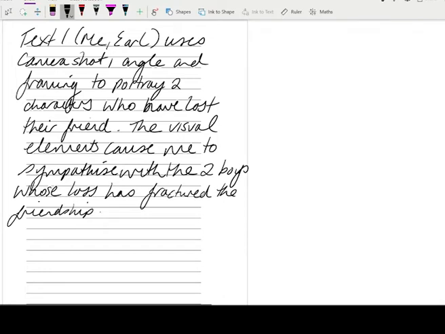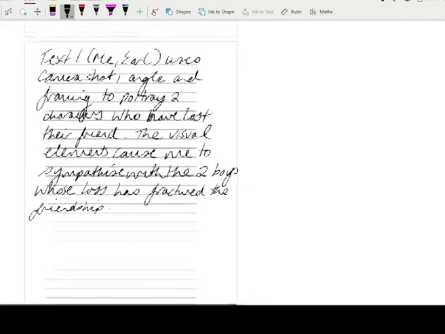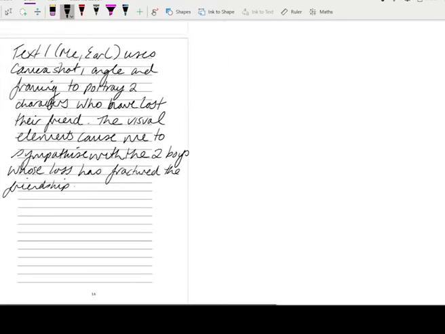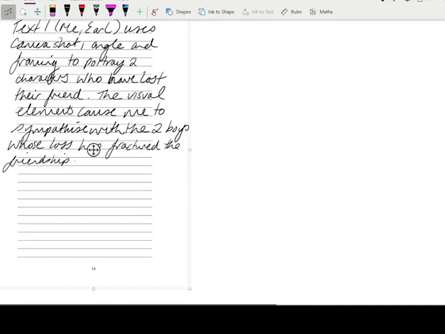Okay, text. So this is my thesis statement. Sorry, it looks really long, but it's only 2 sentences. Text 1, Me, Earl, and the Dying Girl uses camera shot, angle and framing to portray two characters who have lost their friend. The visual elements cause me to sympathise with the two boys whose loss has fractured the friendship. Now, I've just done this on the spot. It's not my best thesis statement ever. I haven't talked about costuming and all the rest of it either, but I've conveyed to the marker what I'm going to talk about, and I've let myself know that's my goal.